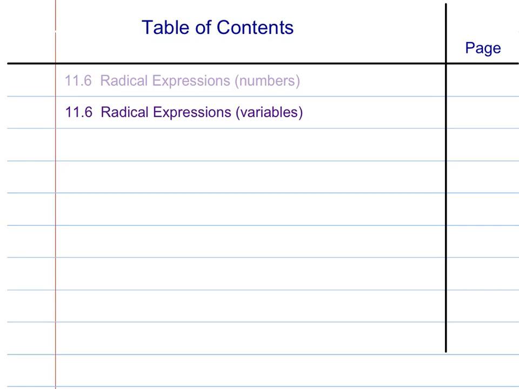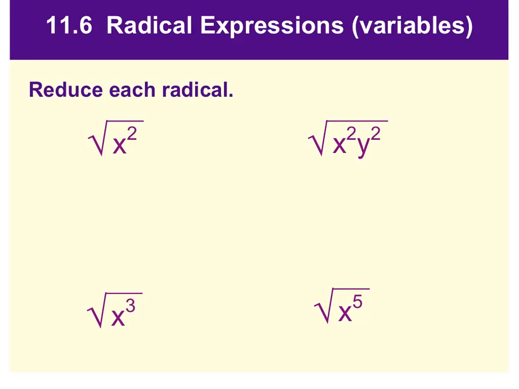Today we're going to cover the second half of 11.6, or maybe not necessarily the second half, but the second part. We're going to work on everything we did with our numbers, but this time with variables. So we're going to reduce radicals, just like we did with our numbers, only this time we have variables.